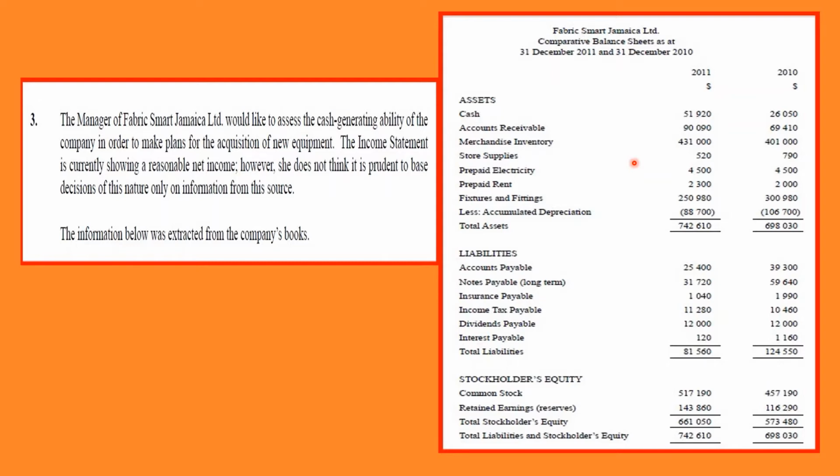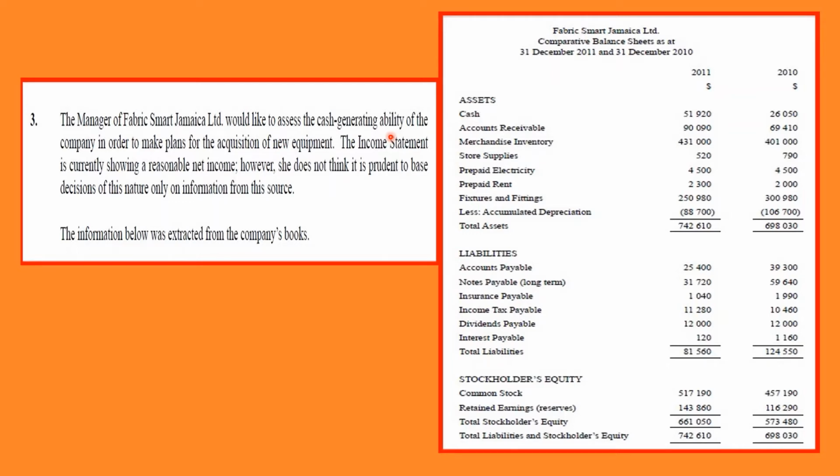Okay, and in the next slide, we have the income statement. I'll show you in a few minutes. Okay, and now basically what happens is your income statement shows your profitability. That's how profitable. So having a reasonable net income like Fabric Smart Limited does not necessarily mean you are generating enough cash so you can make purchases of new equipment.